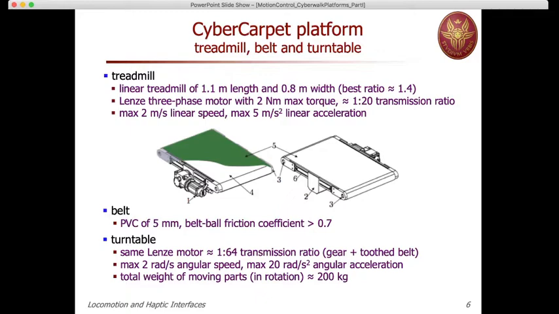With this arrangement, with the same type of motor, as I said, we could reach 2 radians per second of angular speed and 20 radians per second squared of angular acceleration. Now, once we place all these things together, the magic carpet, the turntable, and any other component that needs to move with respect to the fixed ground, the total weight of the moving parts in rotation is about 200 kilograms. But this system is able to sustain the weight of a relatively heavy person, up to 100 kilograms. So there's a 1 to 2 payload ratio in this sense.